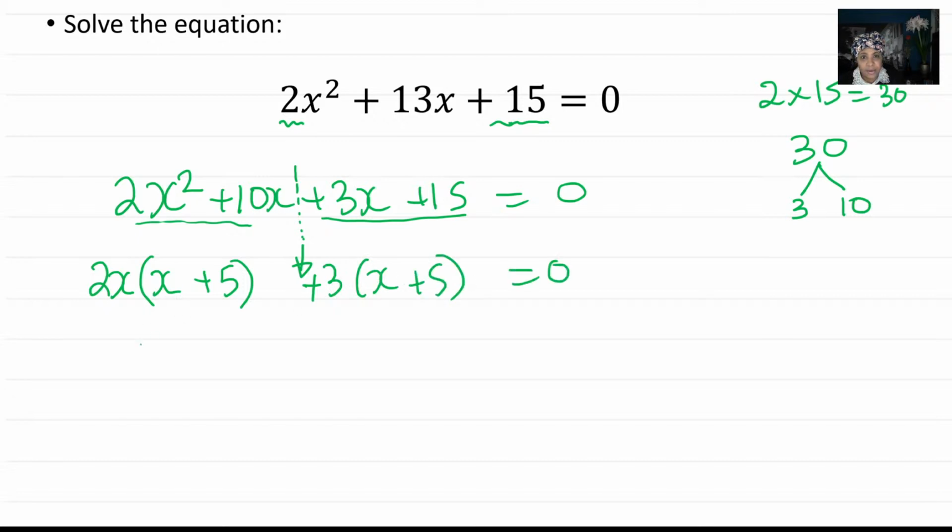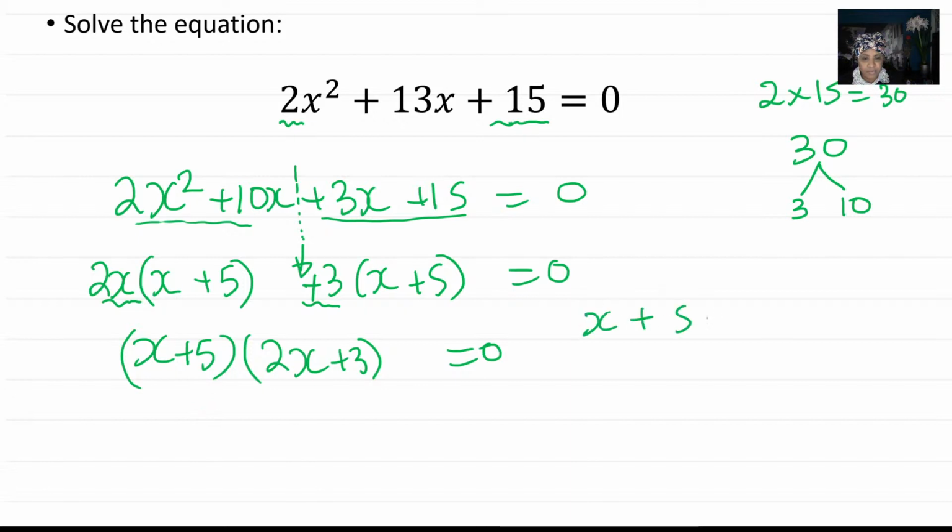So to make our two brackets, we need to take one of these brackets, so x plus 5. It doesn't matter which one you take first. You can take the numbers outside first. So that's 2x plus 3 is equal to 0. So now if we take the first bracket and make that equal to 0, so we have x plus 5 equal to 0. So therefore x is equal to negative 5. That is one of our solutions.